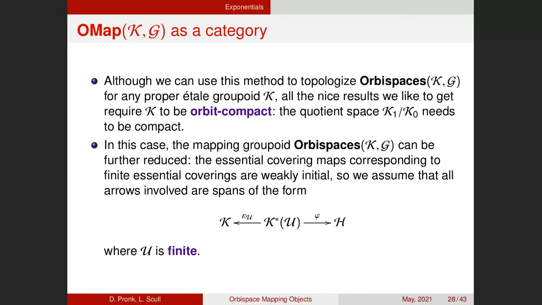As I said already, well, actually, you could do the pseudo-colimit even if K is not compact, but the nice results are only when K is compact. So I'm not asking that the groupoid itself is compact, but that its quotient space is compact. And as I said already, in that case, it's also enough to ask that U to be finite.